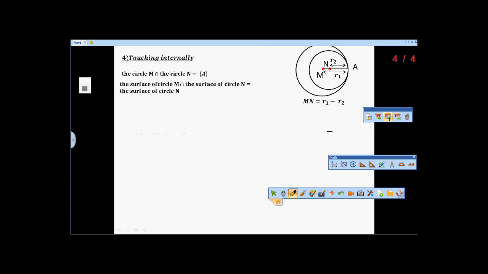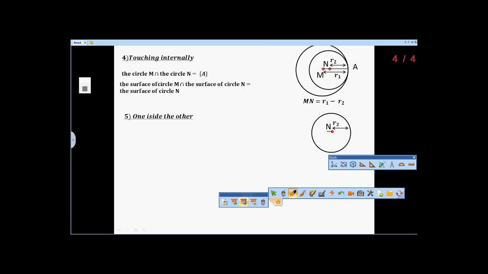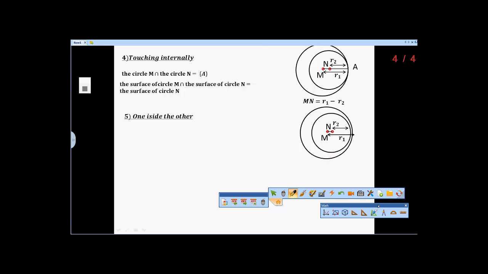The fifth case, one inside the other. It means circle N inside circle M, like this, but no touching here. So in this case, MN must be less than R1 minus R2. What about if I wanted to find the intersection of circle M and circle N? Here I haven't intersection, it will be empty set. But surface of circle M intersection surface of circle N will be surface of circle N.